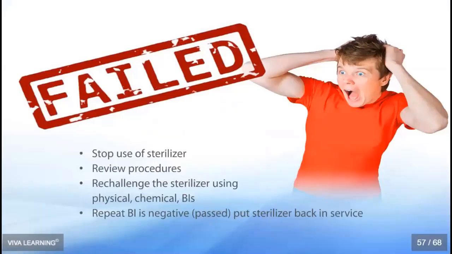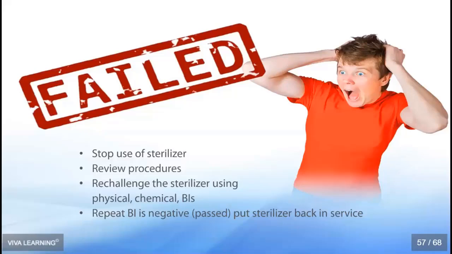So what happens if you get a failed result on your spore test? In other words, the spore strip or vial that you put in, when it was incubated, the spores still grew. According to the CDC, we need to stop use of that sterilizer. And it's not just pop another BI in. You actually have to go back and do a decision tree and review and try and figure out what happened that might have caused that failure.